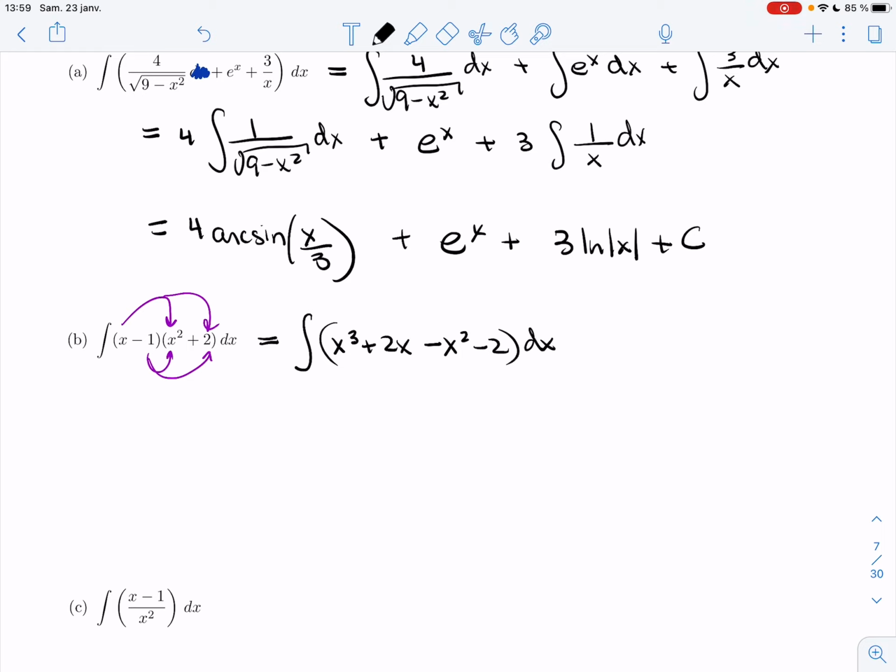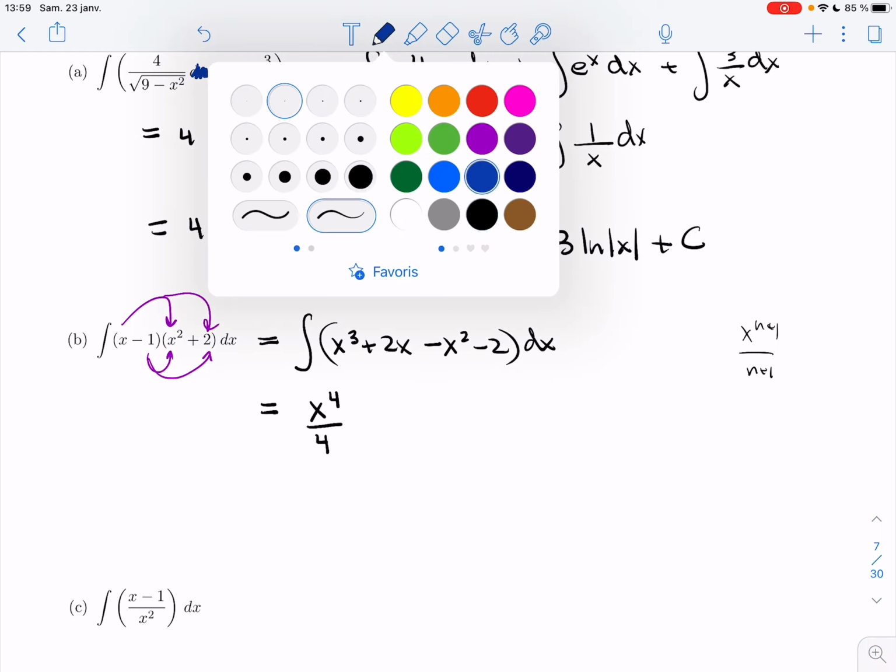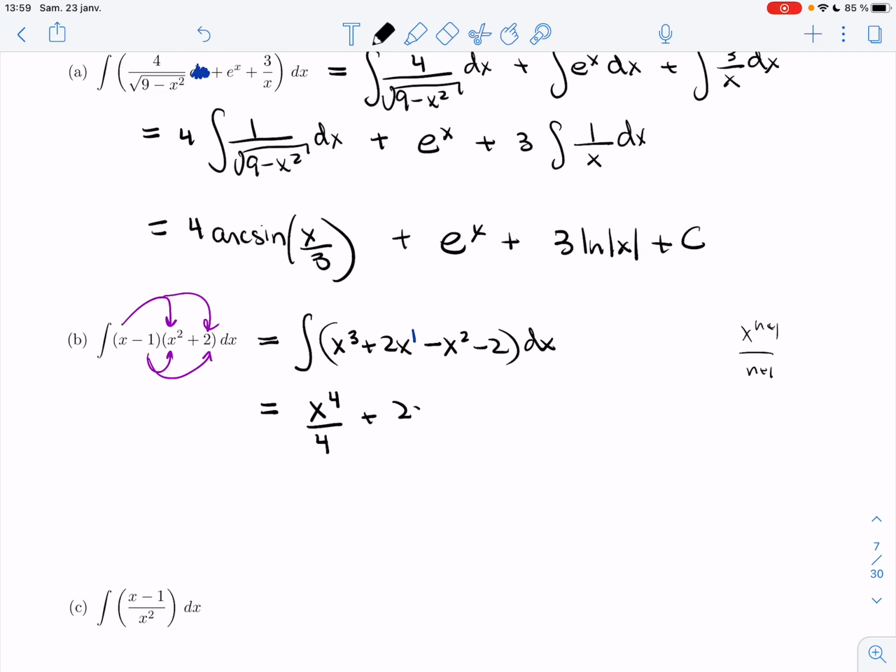All right, and now these are all power rules. So let me do them. I'm not even going to write the splitting. We know we could do it. I'm going to integrate each part separately. So x cubed is x to the 4 over 4. Remember, x to the n plus 1 over n plus 1. Now this one is x to the 1, and so if I integrate them, I get 2x squared, n plus 1 over n plus 1.